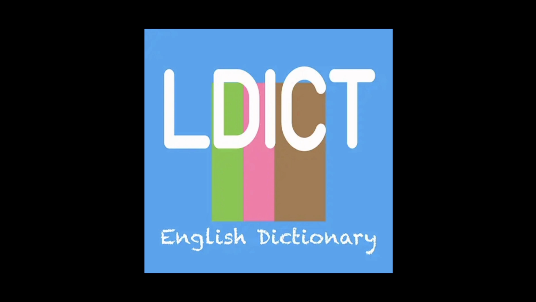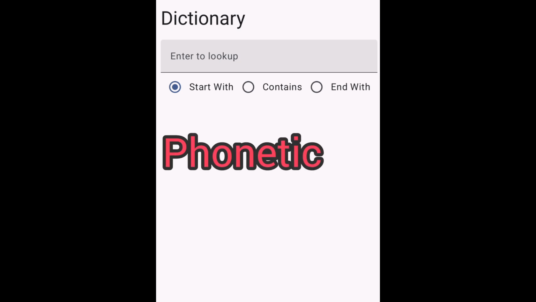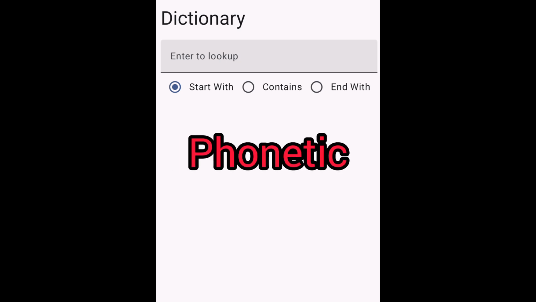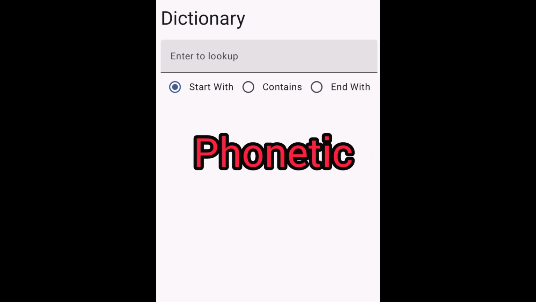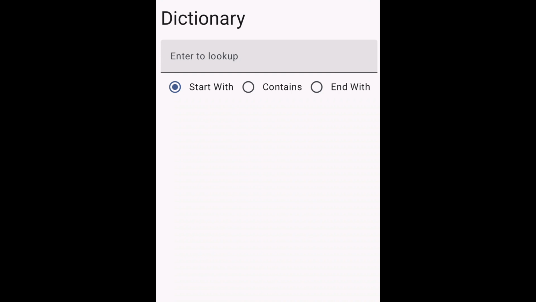The dictionary I'm going to use is ldict, a dictionary designed entirely in English, making it the perfect tool for language learning. The very first thing a student should check in a dictionary is the phonetics. Phonetics is one of the most important aspects of learning English. We can't truly learn a word without knowing its pronunciation. That's why understanding phonetics is essential.